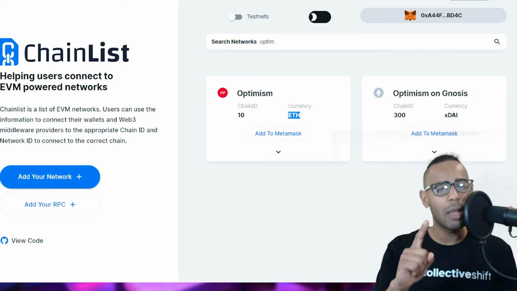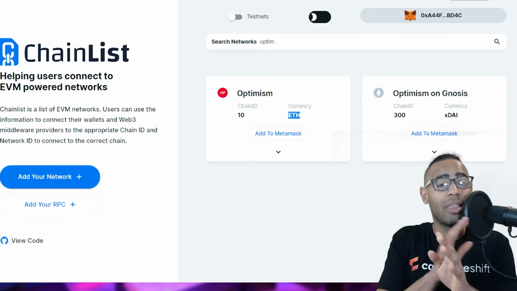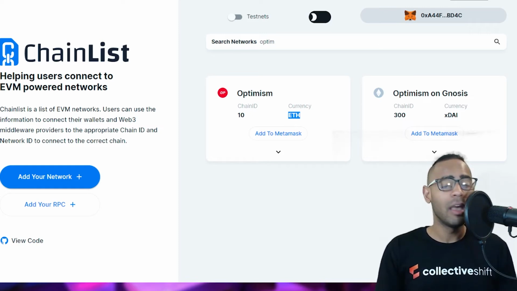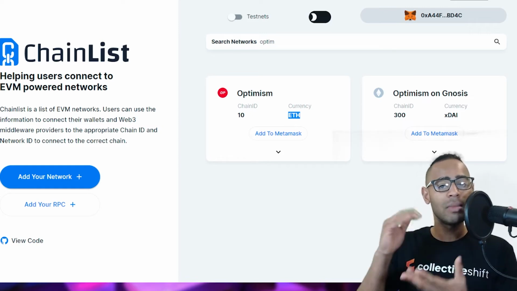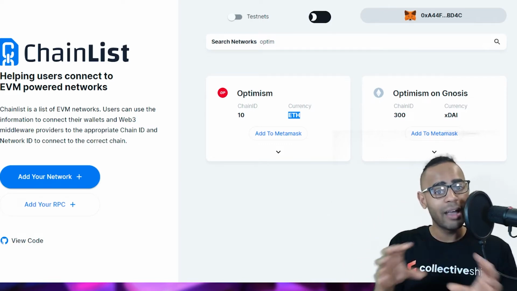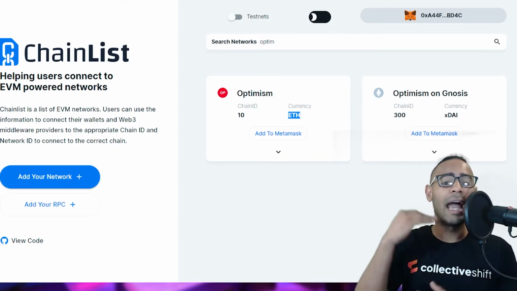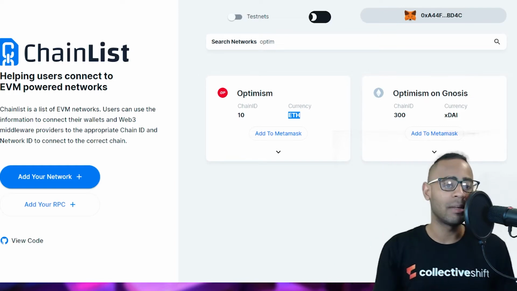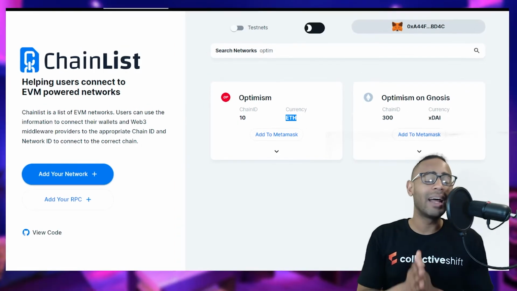This is the first step for you to actually interact with anything on Optimism. It's not on the Ethereum mainnet. Optimism is a second layer on top of the Ethereum mainnet. So everyone already has Ethereum in MetaMask. Now you've added Optimism into your MetaMask. Let's go ahead and look at our second task.